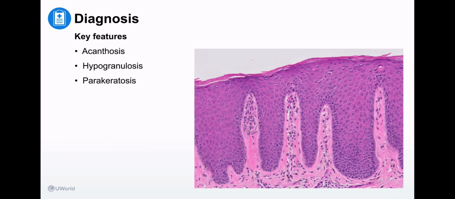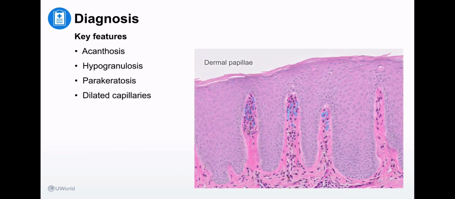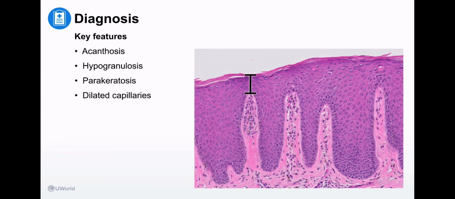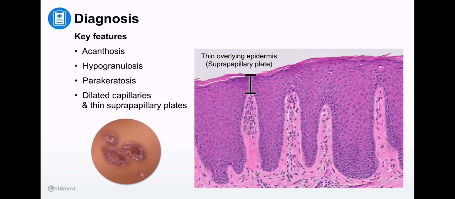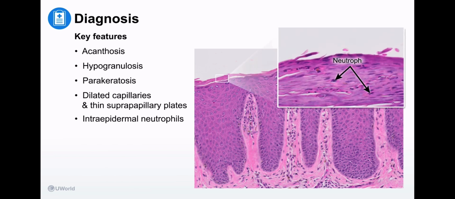The next key finding is within the dermal papillae. The capillaries in the papillae are often dilated, and the portion of epidermis overlying these papillae, called the suprapapillary plate, is typically thin. As a result, the capillaries are very close to the surface of the skin, which is why you observe pinpoint bleeding when the scales are picked off. The last feature is intraepidermal neutrophils. Inflammatory cytokines cause neutrophils to migrate into the epidermis from the dilated capillaries, which results in the formation of microabscesses. When located in the stratum corneum, they're called Munro microabscesses.